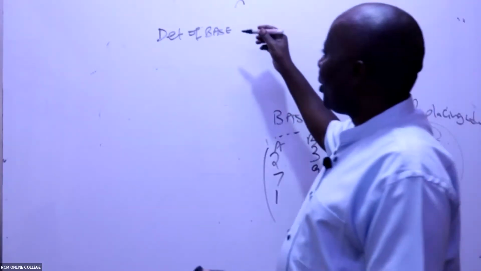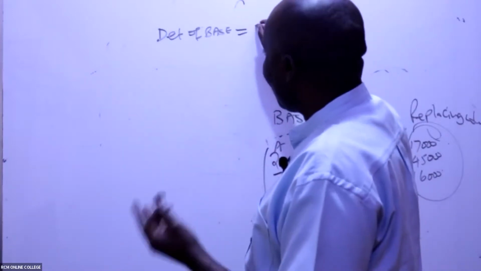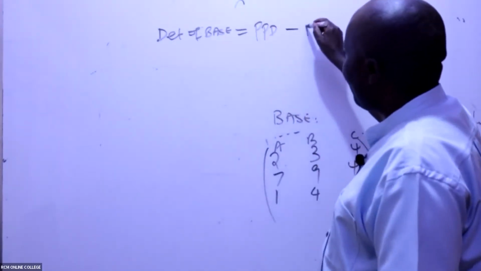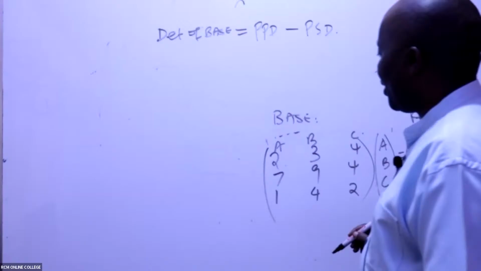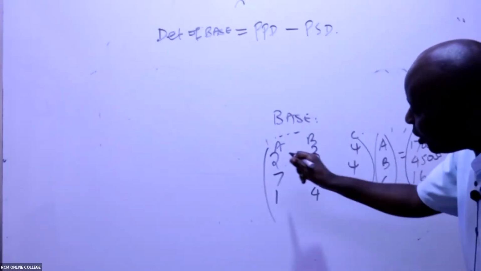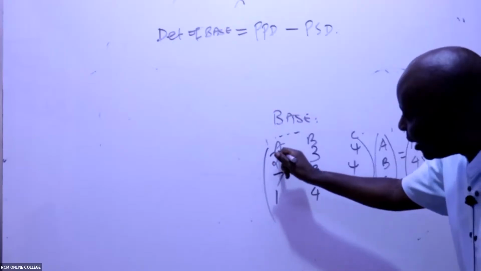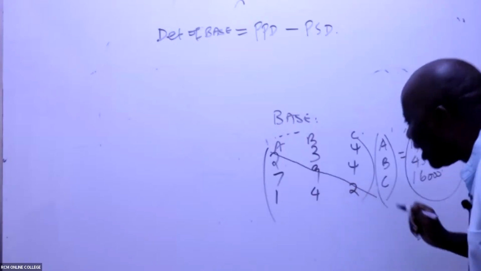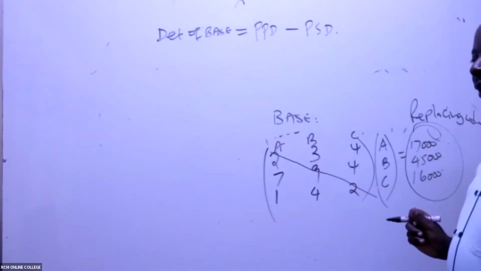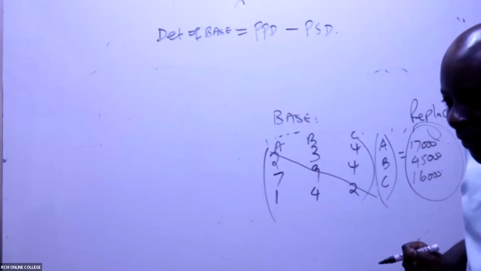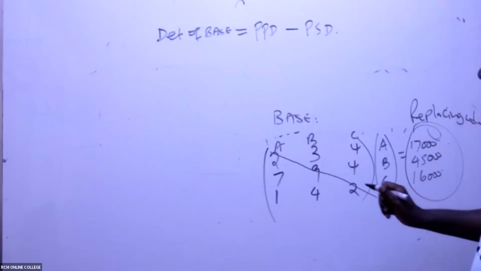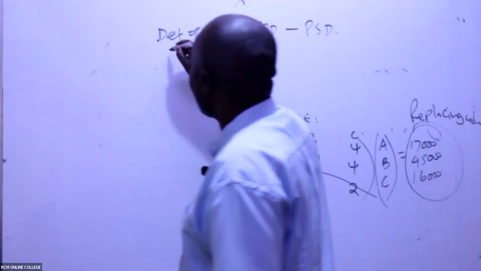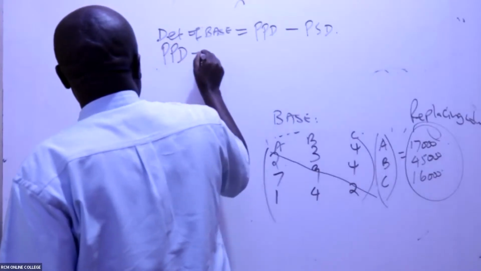So that is okay. I'll use two methods here. There are three methods actually, but I'll use two and then you tell me which one is easier. So it is PPD minus PSD. Remember, product of primary diagonal, slowly. Just identify the primary, the one that starts from the very first element. This is the primary. You tell us the product of primary diagonal.